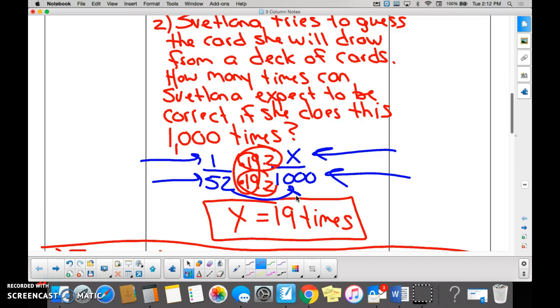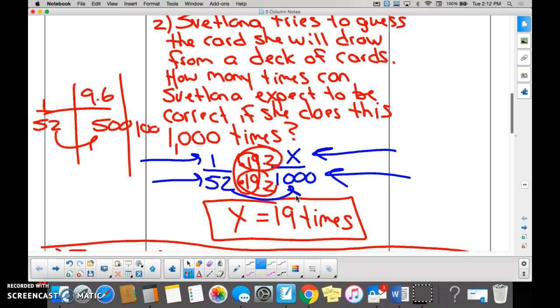Now Ben and Nick in the back of the room there, they used a what? Ratio table. I'll do a really crude one. They said, well, if 1 out of every 52 works, what did you guys go to next again? 500. How many out of 500? So they multiplied the same thing. How do you get from 52 to 500? Is it 9.6? Yeah, 9.6. And then they made this 1,000. They multiplied by 2, and they got 19.2 times, which is approximately 19. So ratio tables work as well.